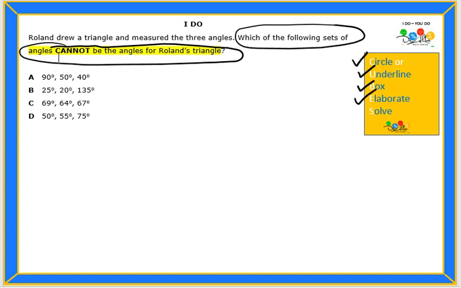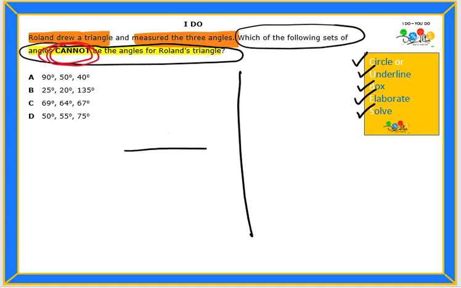Next, we elaborate. He drew a triangle and measured the three angles, but we need to look for which one cannot be the right measurements. Our final step is to solve the problem, which means we will have to add each of the measurements from the answer choices to figure out which one cannot.